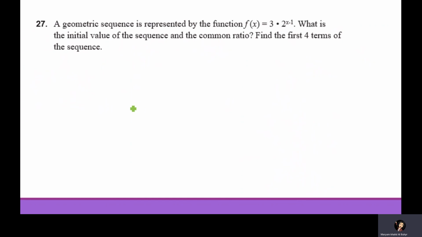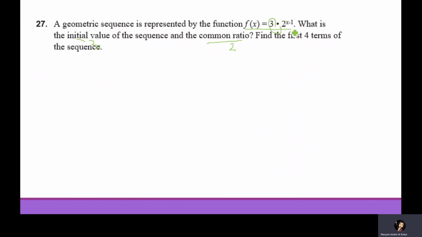Now, I like this question also. This is a geometric sequence represented by this function. What is the initial value? This is the initial value. Then, what is the initial value of the sequence? What is the common ratio? The common ratio is 2. So the common ratio is 2. Now the initial value is 3. That's it. Find the first 4 terms.